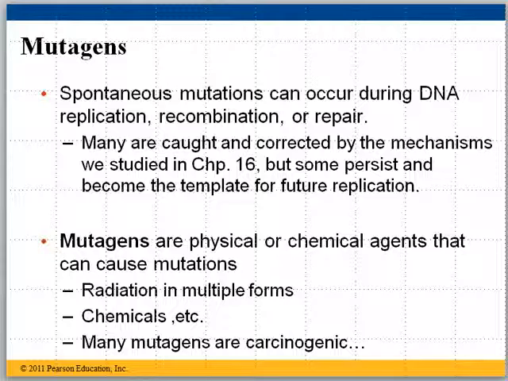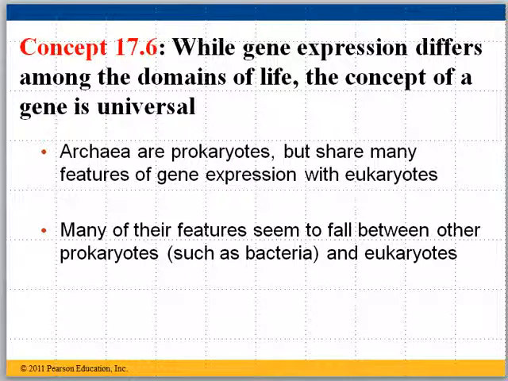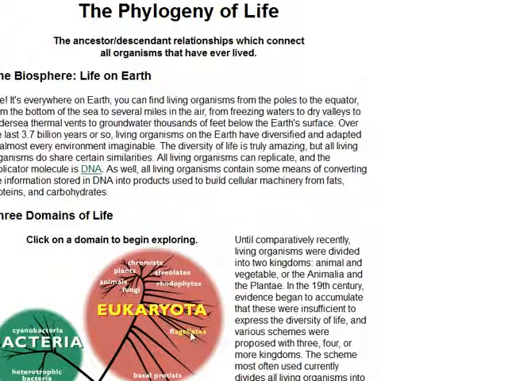We're going to go ahead and finish up. There was one more portion here, Concept 17.6, and we'll go ahead and add it to the end of this one because we're almost done. It says, while gene expression differs among the domains of life, the concept of a gene is universal. If we think about the three domains of life, that would be eukarya, archaea, and bacteria. I think I even have a website pulled up here. Let's take a look. So eukaryotes, bacteria, archaea, the three domains of life.